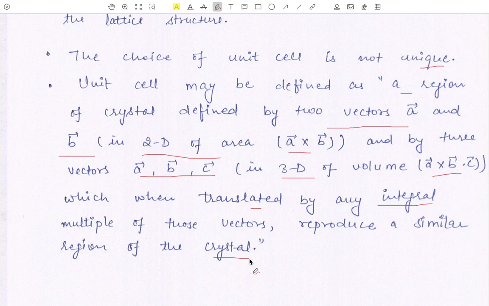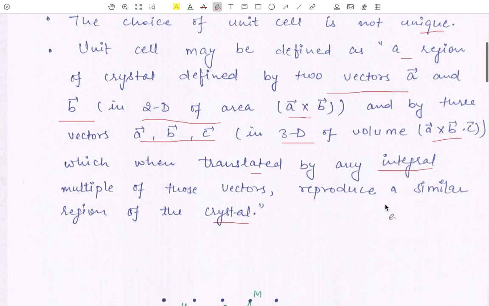Here the important thing is that these vectors like A vector and B vector in two dimensions, or A vector, B vector and C vector in three dimensions, must be such that their integral multiple can generate the complete region of the crystal.